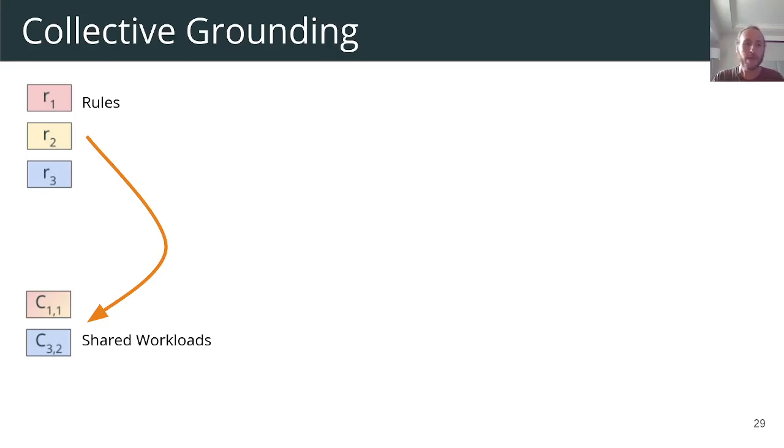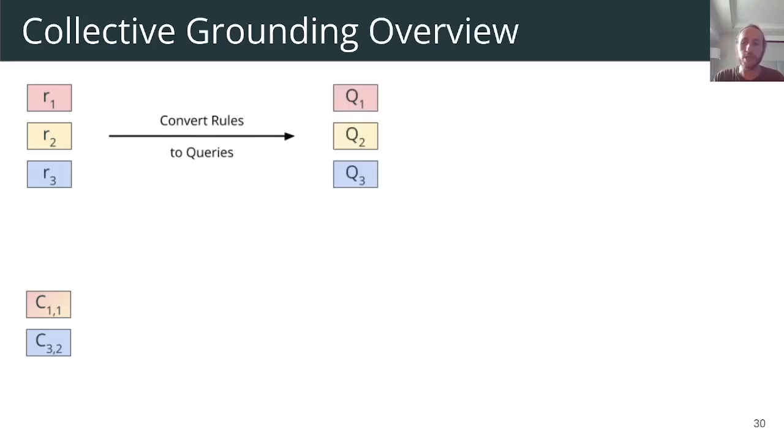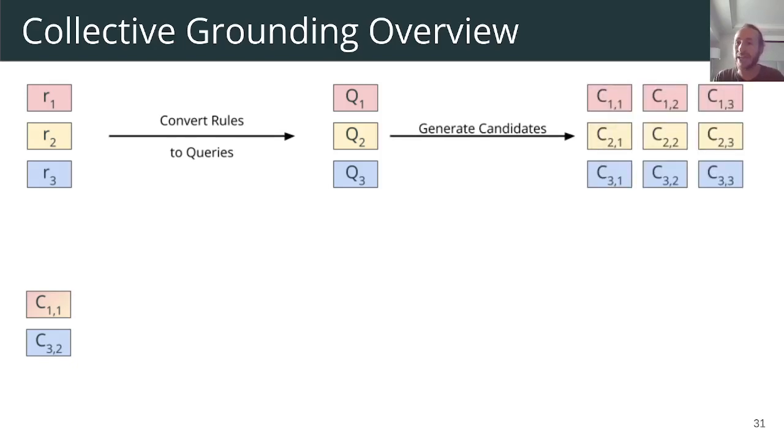So in general, what we're going to do in collective grounding is start out very much the same as independent grounding. We're going to take each rule and create a query from these rules. This is the exact same query that's used in independent grounding, and we're going to call these our base queries. Then for each base query, we're going to try and generate a bunch of candidate queries, or candidates.